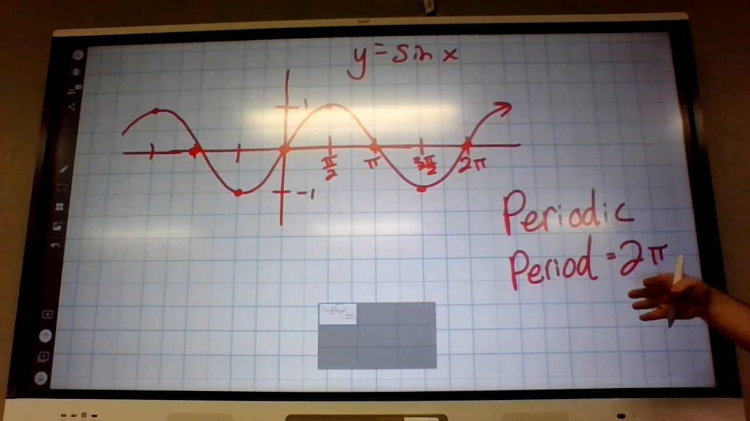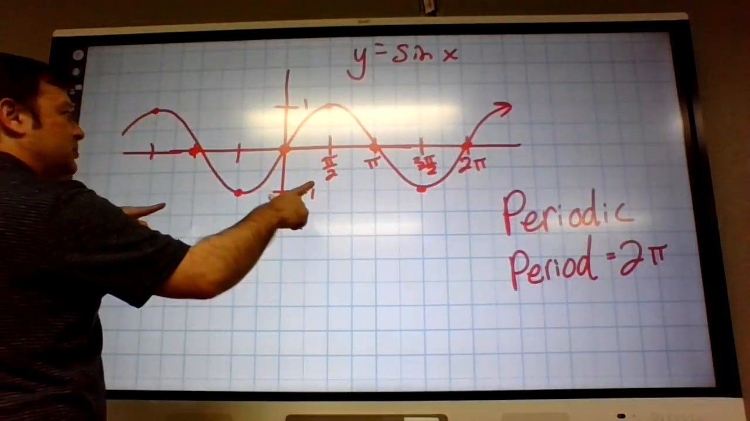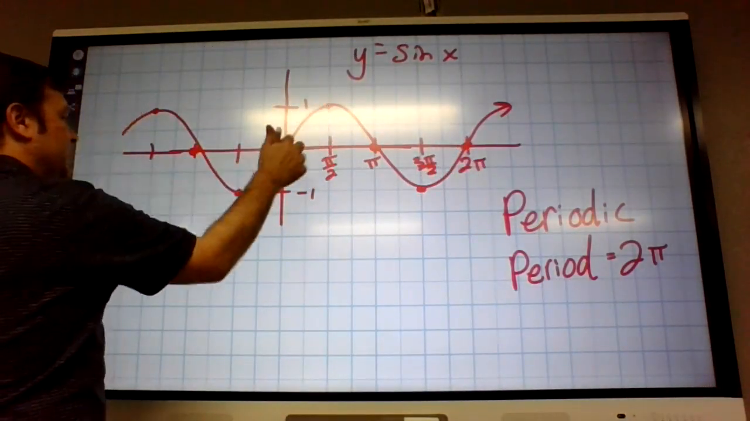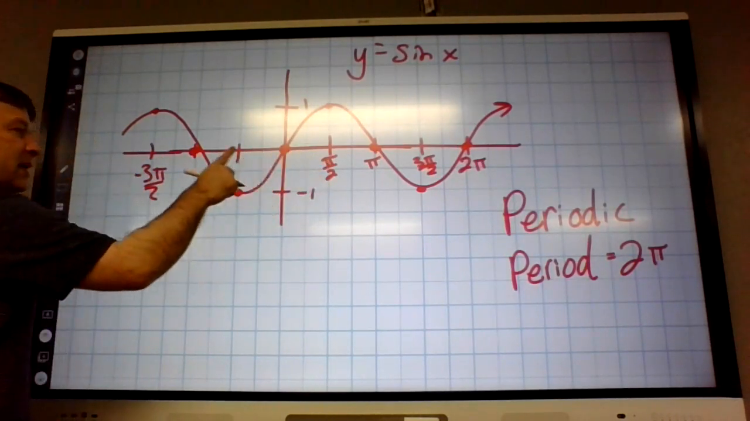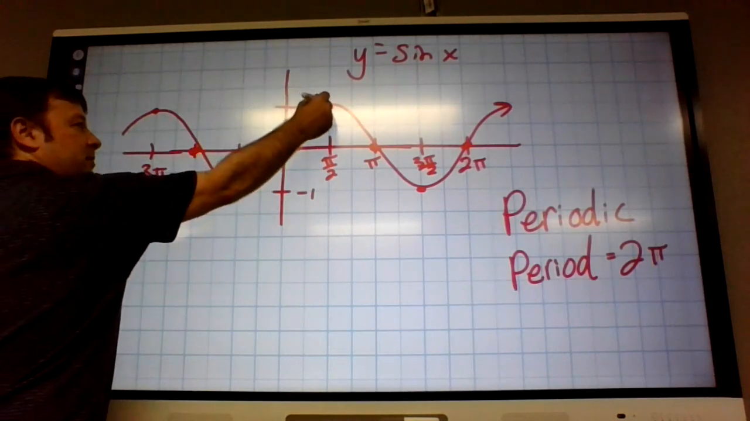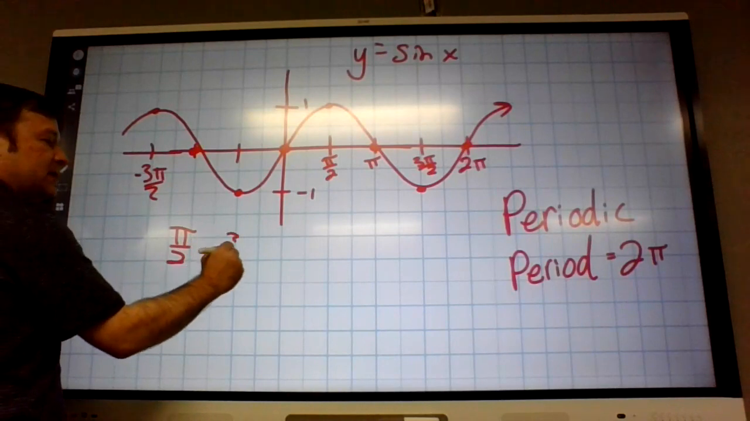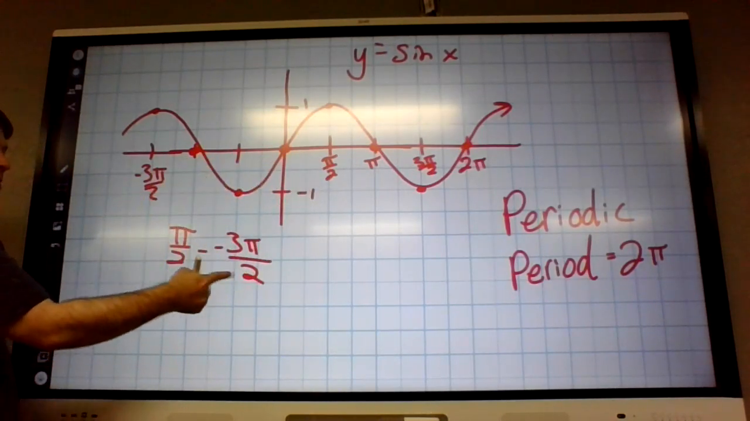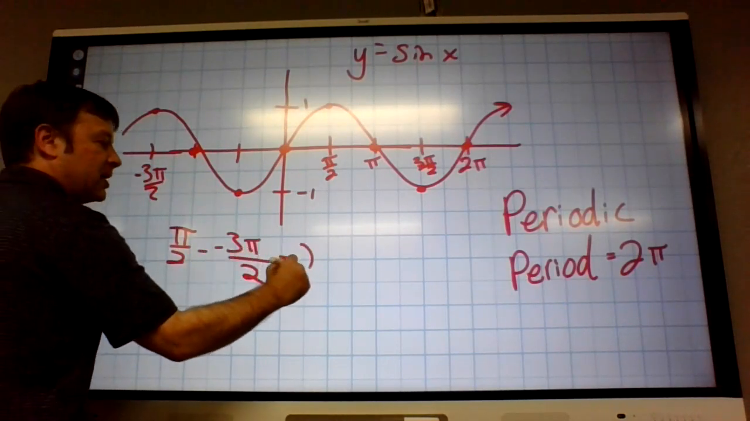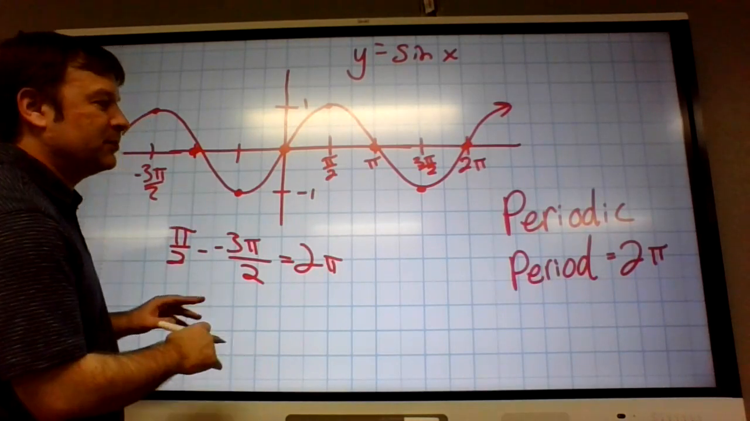How far does it get before it starts repeating itself? And you don't have to count from here to here. That's probably the easiest one, but you could do it from here to here. That would be kind of hard. How far is it from pi over 2 to -3 pi over 2, like from hill to hill? You could figure it out by subtracting. That minus that would give you the distance. It'll come out as 2 pi. So anyway, my point is there are different ways to find it.